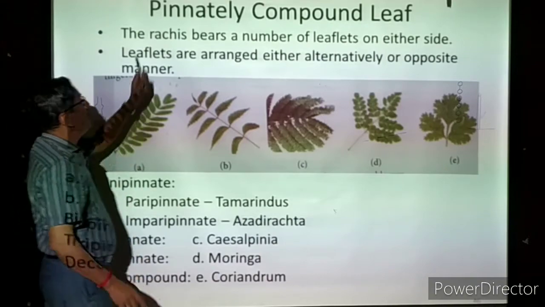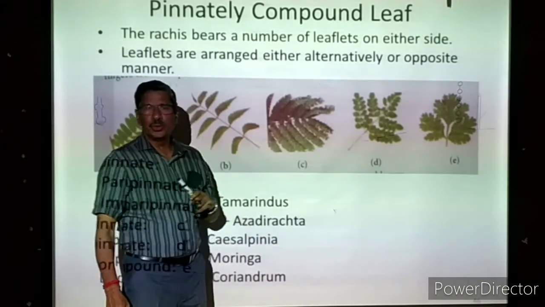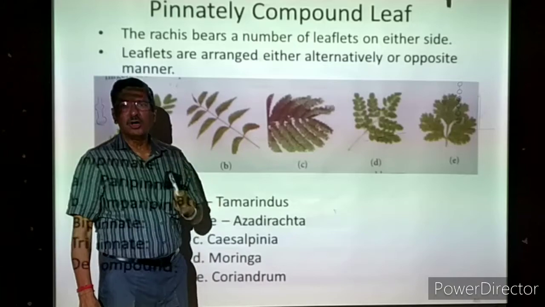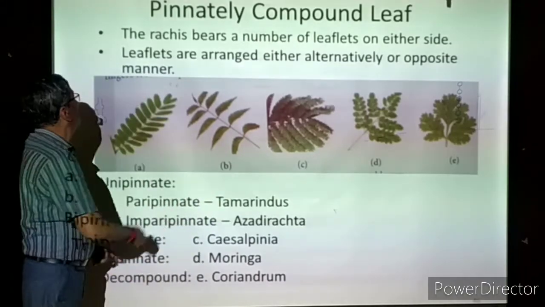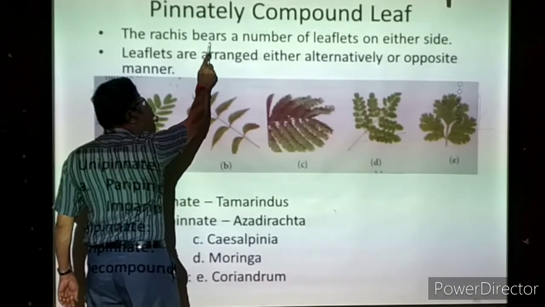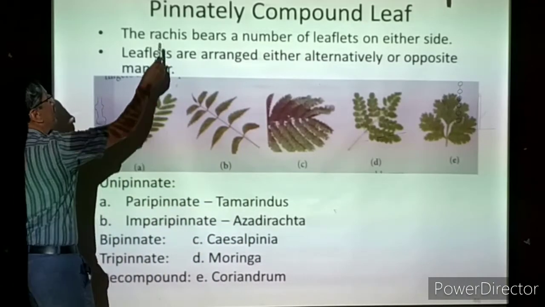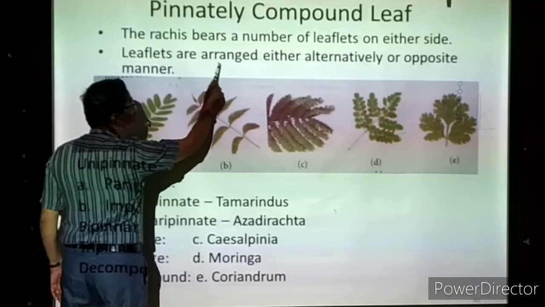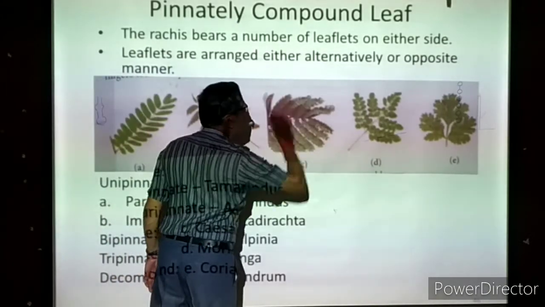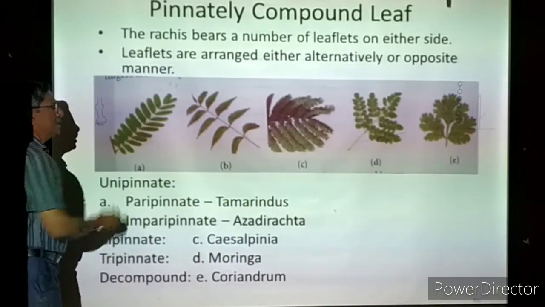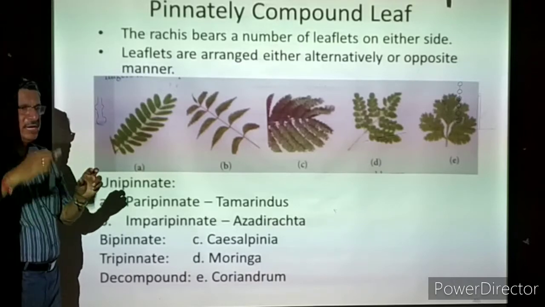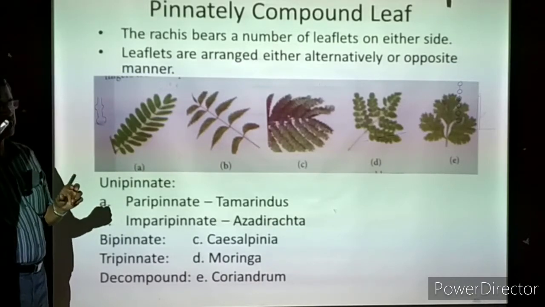Now we are going to see the pinnately compound leaf. I already told you the leaflets are on either side of the rachis. The rachis bears a number of leaflets on either side, both the sides. That is called pinnately. Leaflets are arranged either alternately or in an opposite manner. Alternately, I already told you, one leaflet on this side, one above, the next one alternate like that.